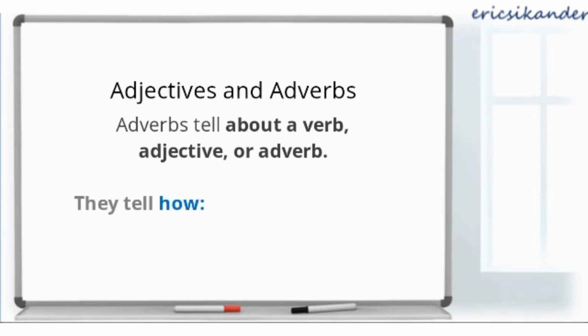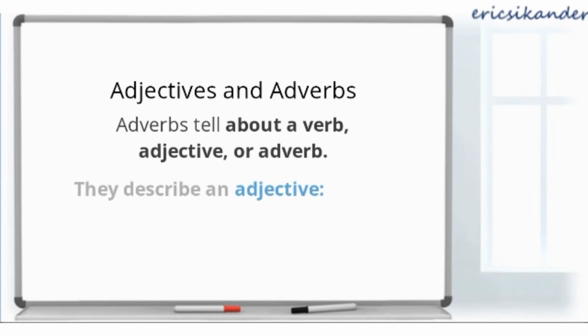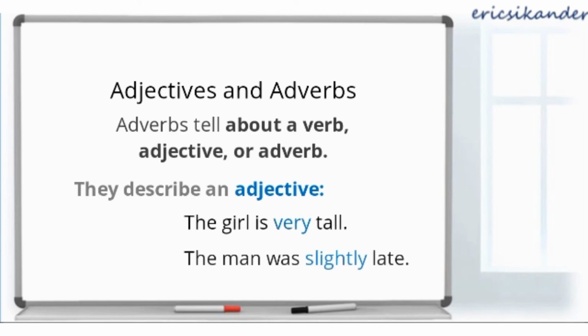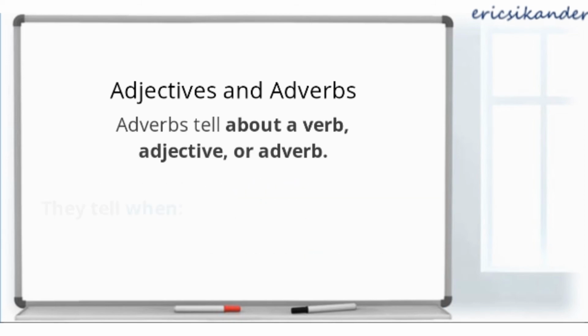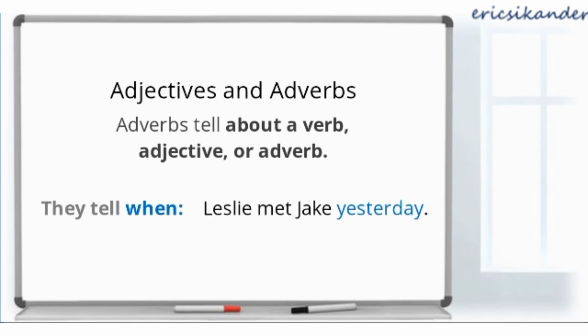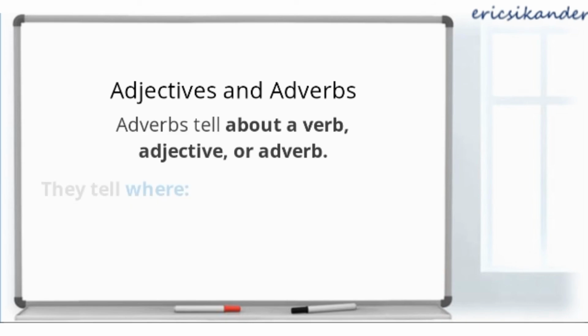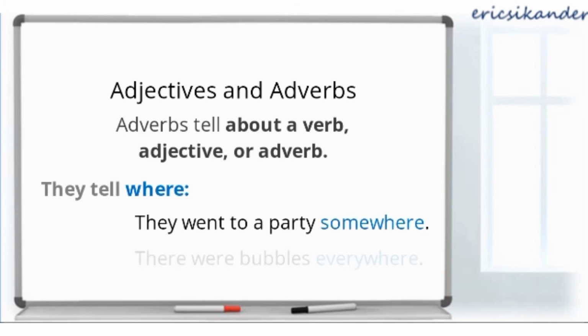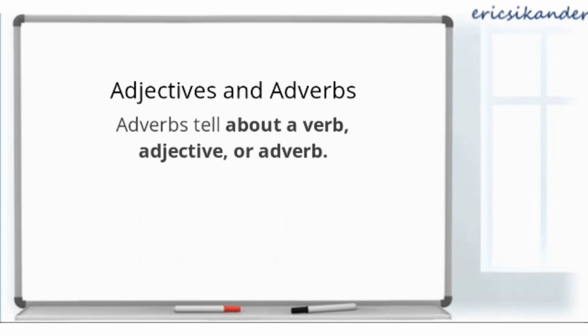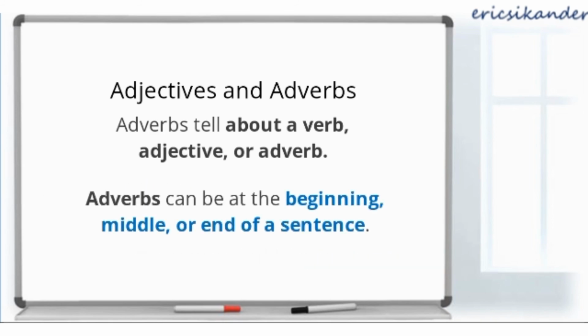They can tell how something happened, like this. He ran quickly. She talked loudly. Adverbs can tell more information about an adjective. The girl is very tall. The man was slightly late. Adverbs can also tell when something happened, like this. Leslie met Jake yesterday. She is always late. And adverbs can tell where something happened. They went to a party somewhere. There were bubbles everywhere. Adverbs can be at the beginning, middle, or end of a sentence.